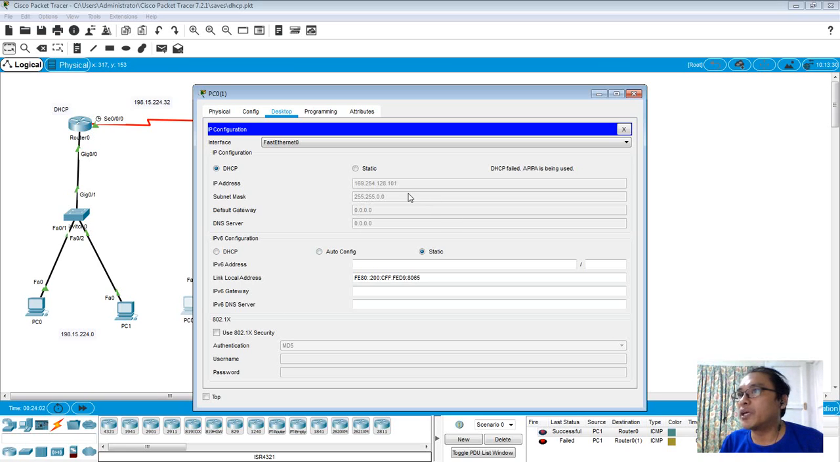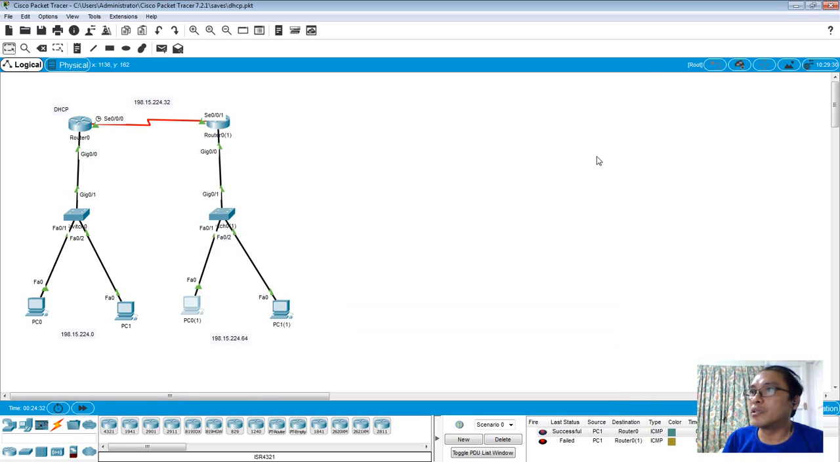So why is it that this PC cannot get an IP address from this router? And by the way, when the client asks for an IP address from the DHCP server and the DHCP cannot be seen or cannot be found, there is an automatic private IP addressing given to this particular PC. That's why the 169.254 is an APIPA, which stands for automatic private IP addressing. Okay, so this indicates that there is no DHCP found in this network.